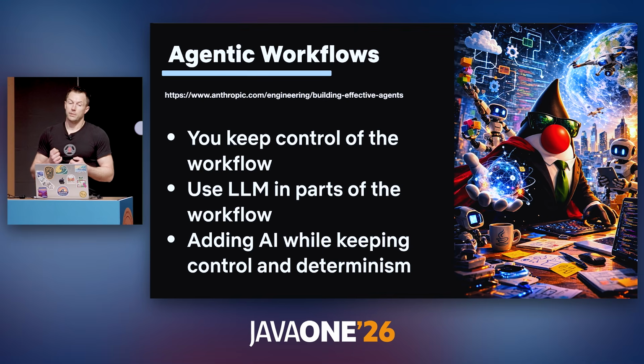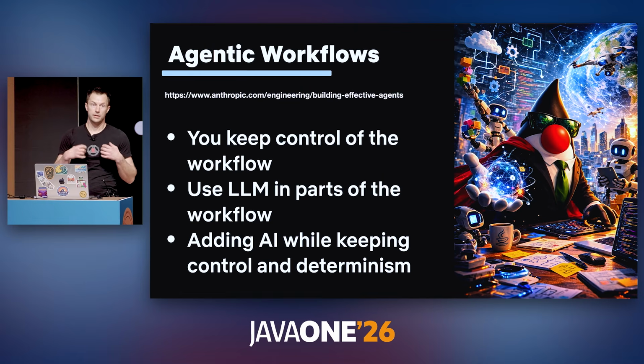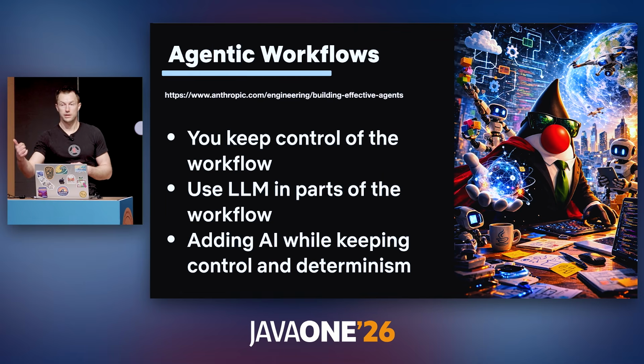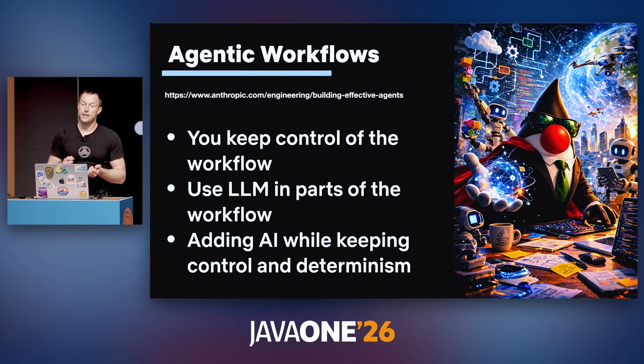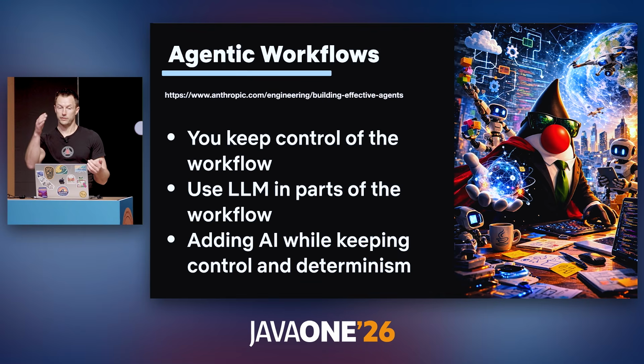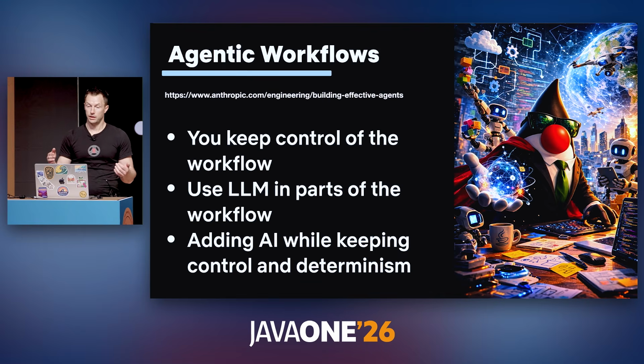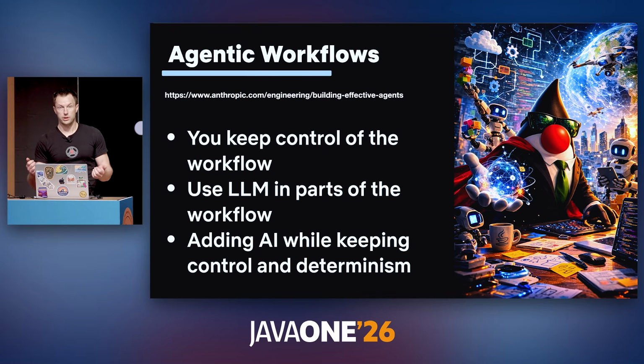And I'm talking here about agentic workflows. This comes from a blog post from Anthropic from quite a while ago, where they give an example of, okay, this is an agent and this is an agentic workflow. For an agentic workflow, you're basically keeping control of the workflow. So we as developers have more control. We figure out what the different steps are in a workflow, and we're just using LLMs in the parts where we want to add GenAI functionality.